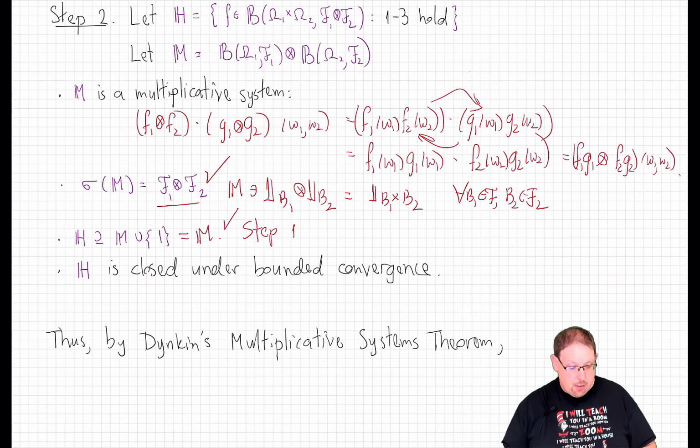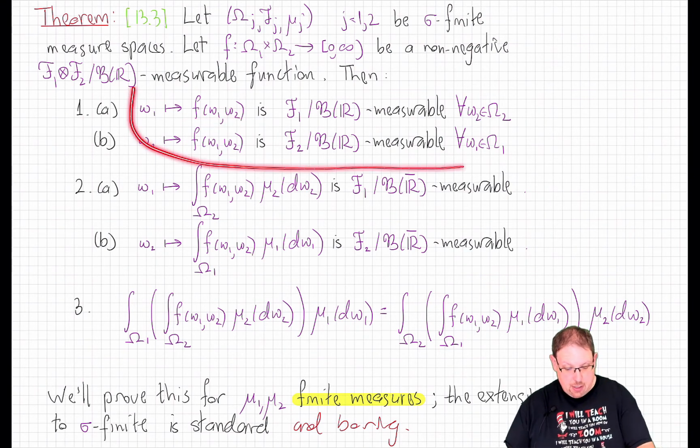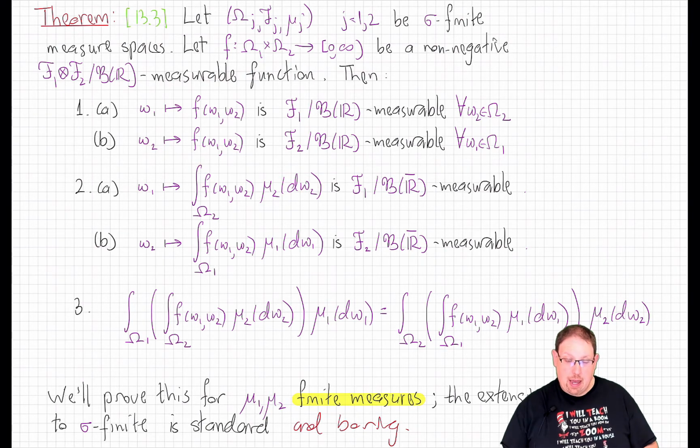So now what we need to do is verify that this space, the space of bounded functions for which 1 through 3 hold, is closed under bounded convergence. Well, let's go back and stare at those conditions. If I have a sequence of bounded functions f for which these conditions hold, and those functions converge, the boundedness doesn't matter here. By the robustness of measurability, I get that the limit function also satisfies the measurability criteria. So that one doesn't even require bounded convergence.